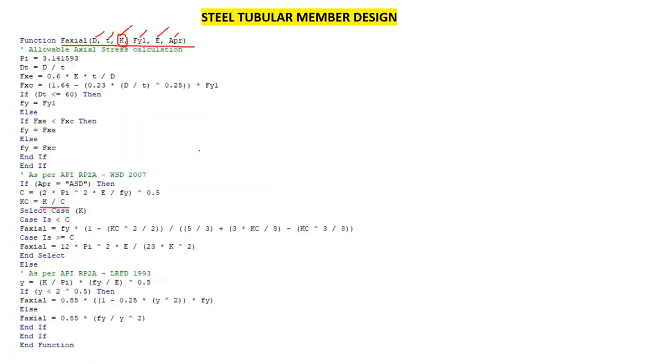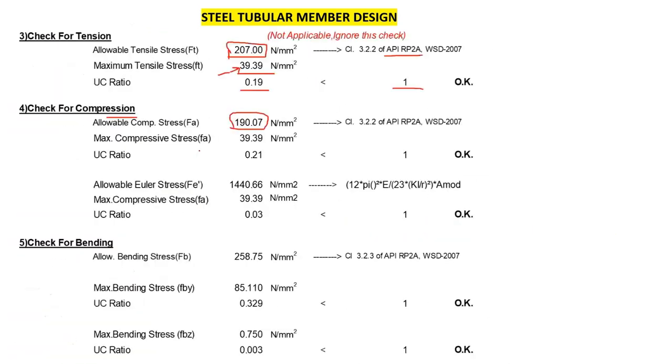So here, this is how we are calculating the allowable compressive stress. Then the actual compressive stress is load divided by area. That's the same 39.1. The UC ratio is nothing but this ratio, the actual stress divided by the allowable stress. If it's less than 1, the member is safe.